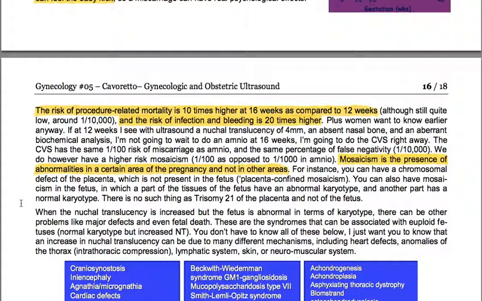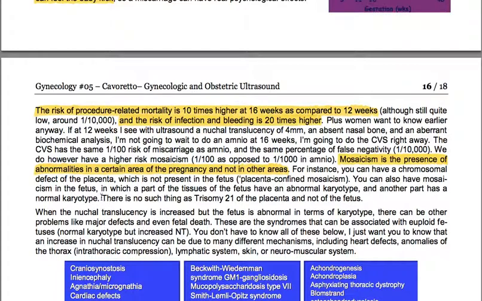You can also have mosaicism in the fetus, in which a part of the tissues of the fetus have an abnormal karyotype and another part has a normal karyotype. There is no such thing as trisomy 21 of the placenta and not of the fetus.